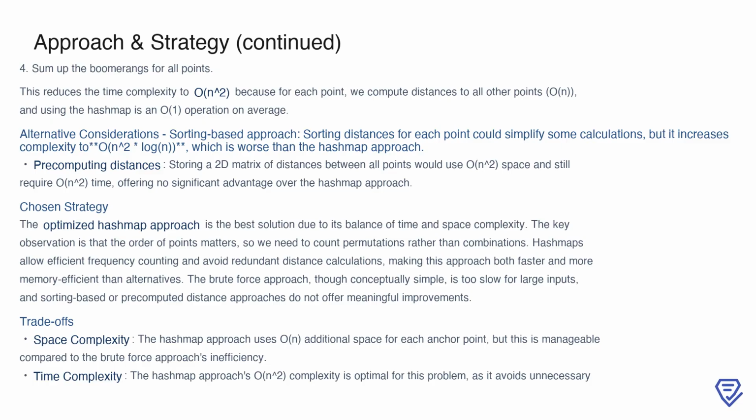This optimization reduces the time complexity to O(n squared), as we compute distances only once per anchor point in O(n) time, and the hash map operations for counting distances are constant time on average.